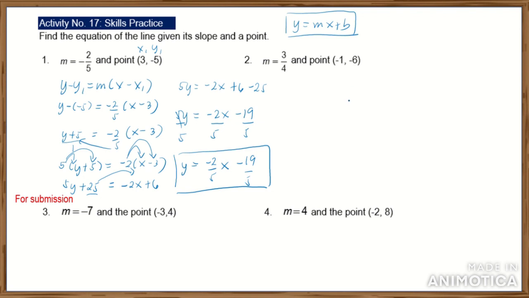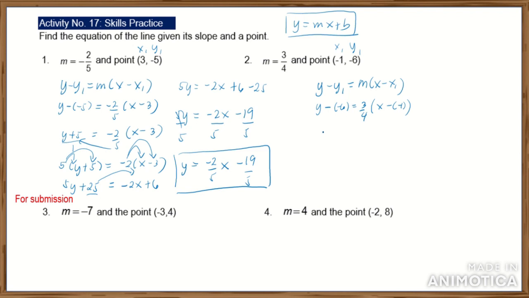How about for item number 2? So we have item number 2 is y minus y sub 1 is equal to m times x minus x sub 1, with our x sub 1, our y sub 1. Then we have here y minus y sub 1 is negative 6, and our slope is 3/4 times x minus x sub 1.